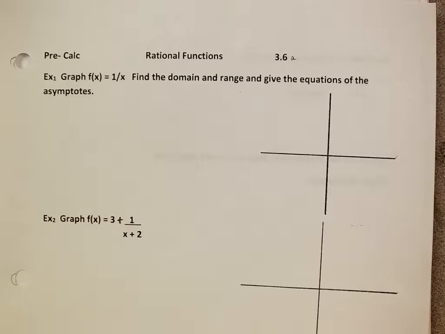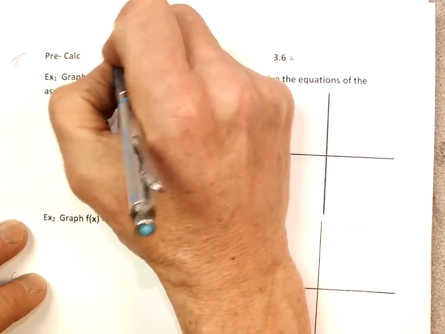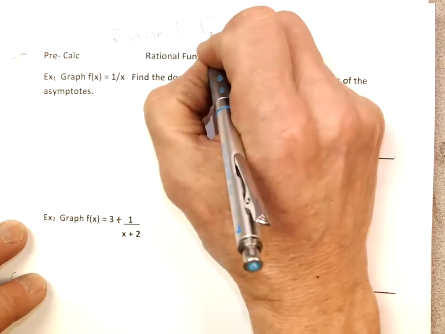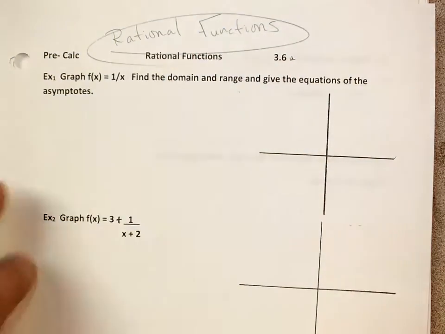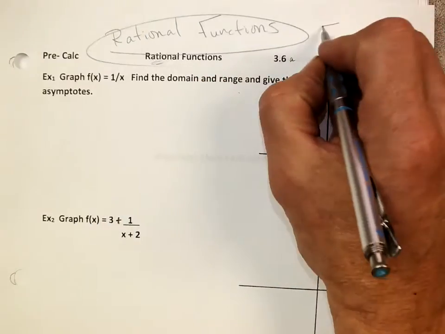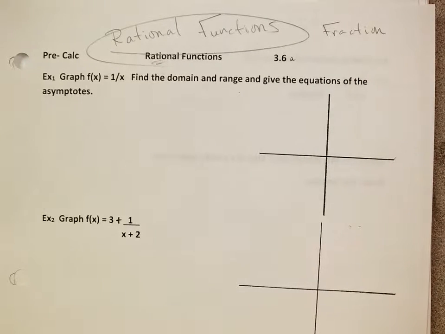So today we are talking about what we call rational functions. Okay, rational functions. What are rational functions? They're fractions, basically. The word rational means fraction. So everything we do today we'll talk about fractions.